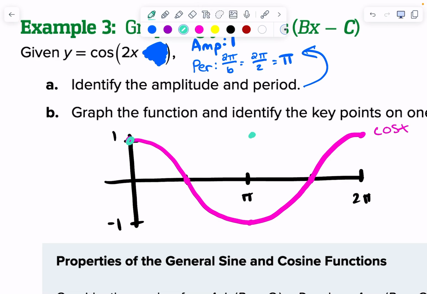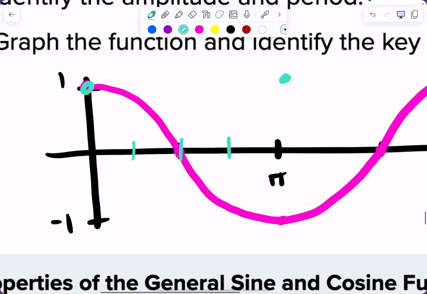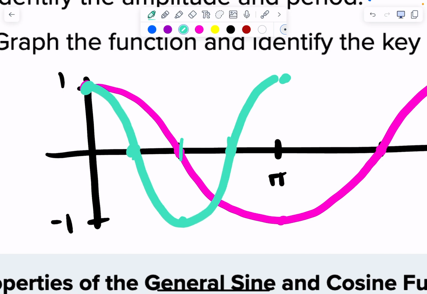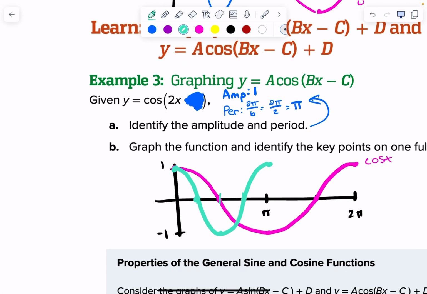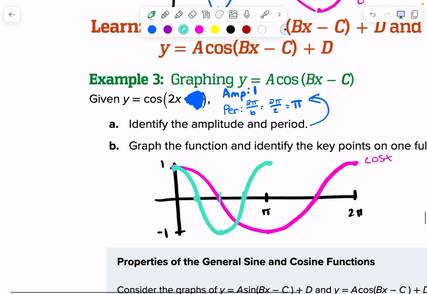Chunk him into pieces. At half he'll be down, here he'll be there, there he'll be there. He's making like a V, but I'm going to make him a curvy V, and he goes like this. Just like that. That is cosine of 2x instead of cosine of 1x. Do we see how this works? That's not too bad. Amplitude, period. We got him.